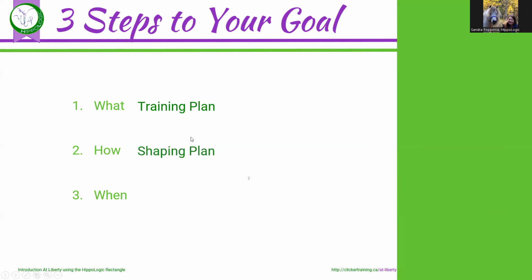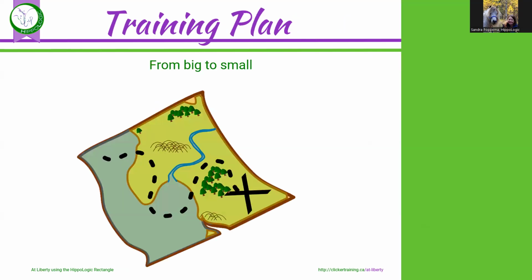Then the how. The how is your shaping plans will determine how. How are you going to train all the behaviors that you mentioned in your training plan that are your goal? And then a when is making a training schedule. So I like to work from big to small. So there is a map, you have a vague idea. I would like to go, for instance, on holiday, and then you pinpoint it to an exact goal. That's where I want to go.